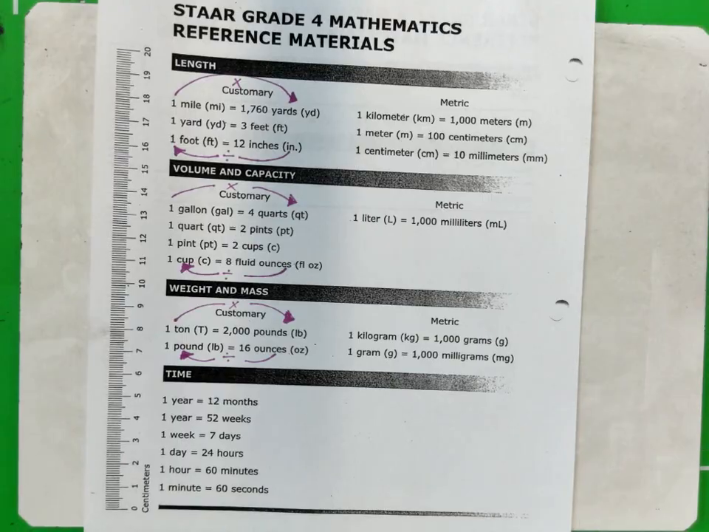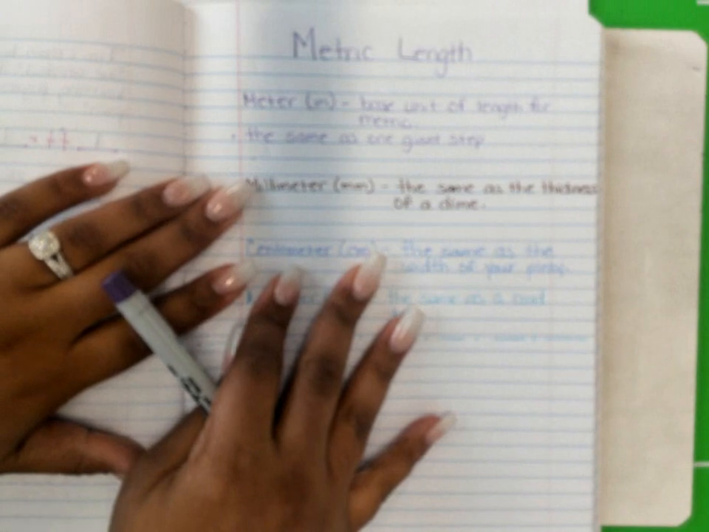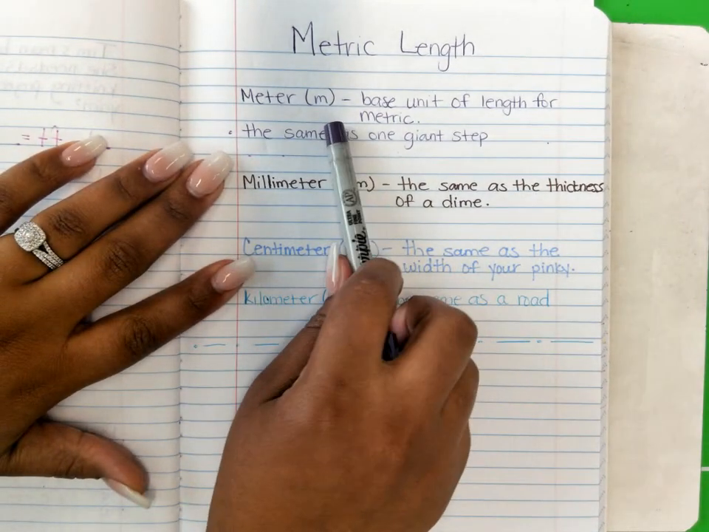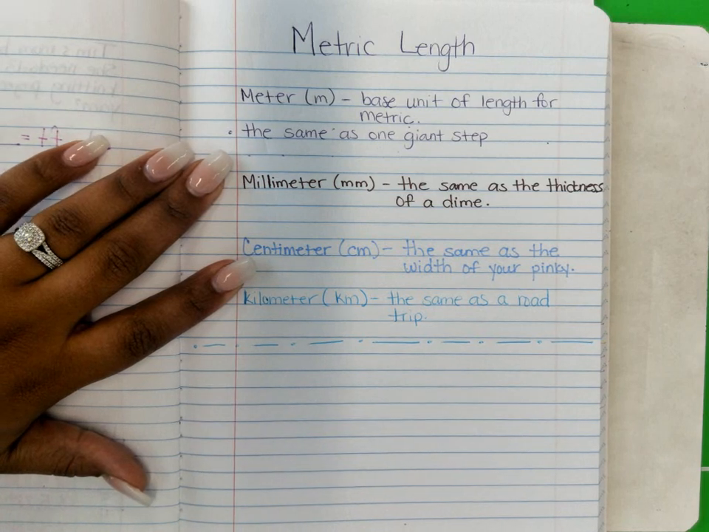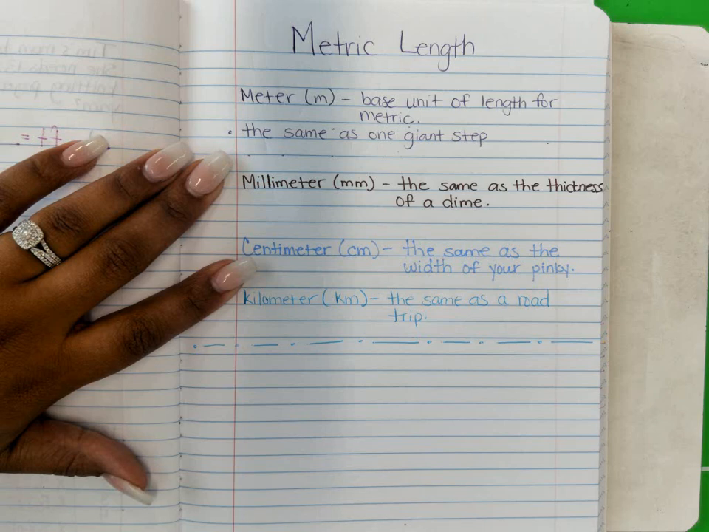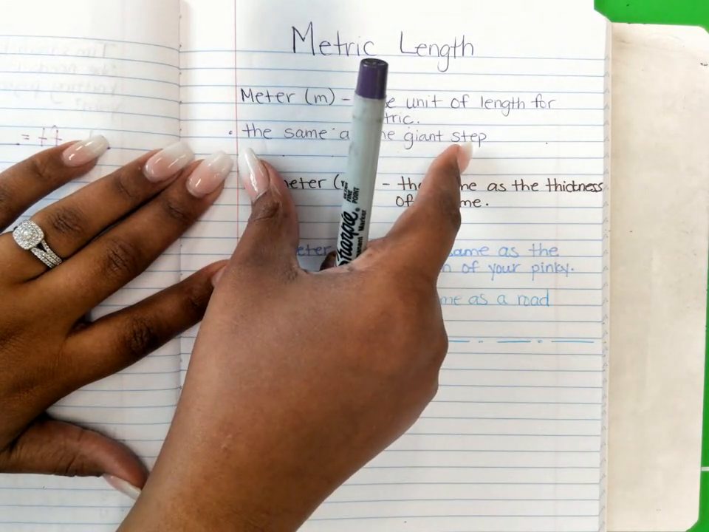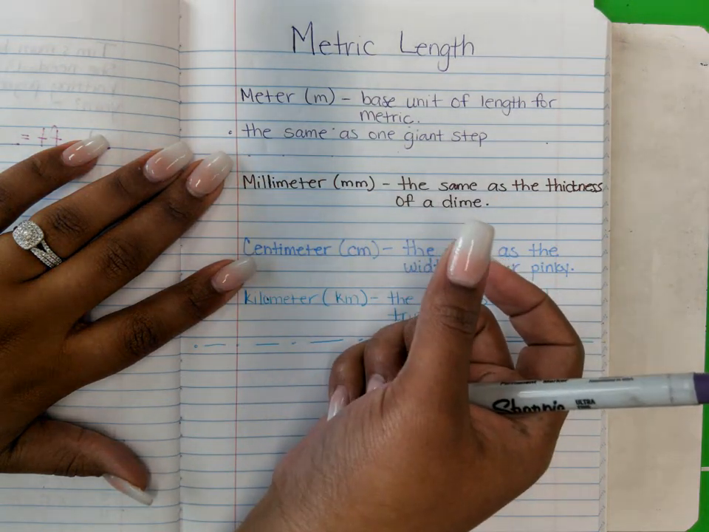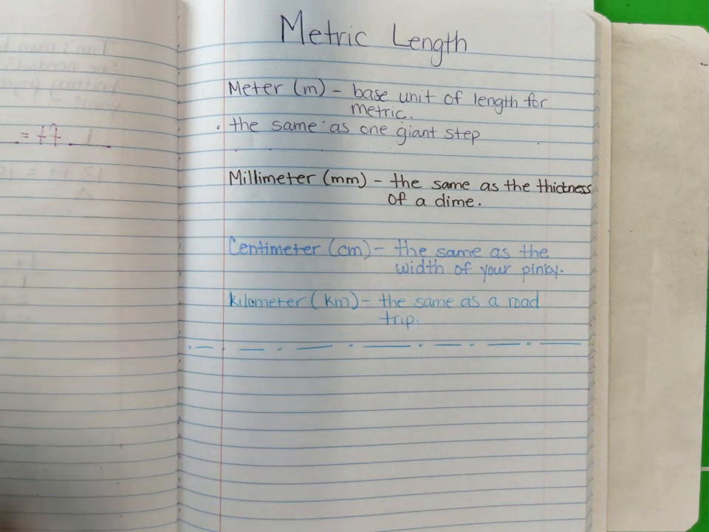Okay. In class, we have discussed that our metric units of length, such as meters, which is the base unit. The millimeter is smaller, the centimeter is a little bit bigger than a millimeter, and then the kilometer is the largest. Well, why do we measure in meters in the metric unit? It's the same as taking one giant step. So the length of a giant step is about the size of a meter.